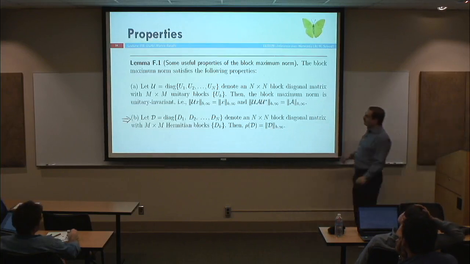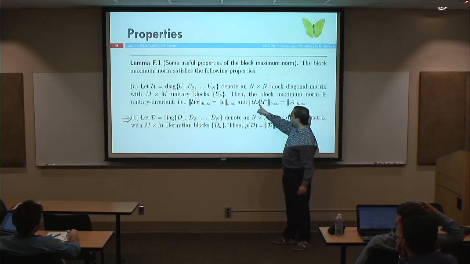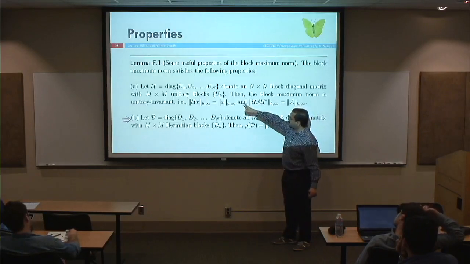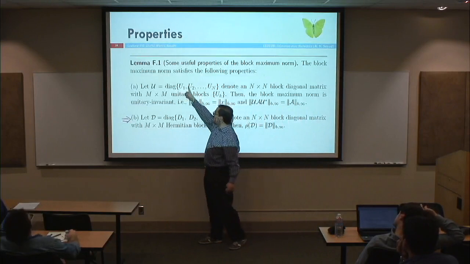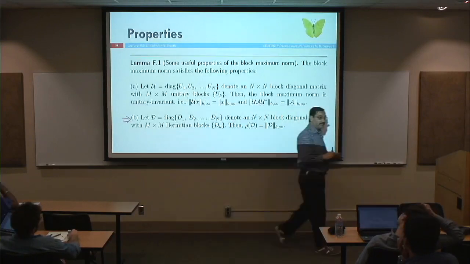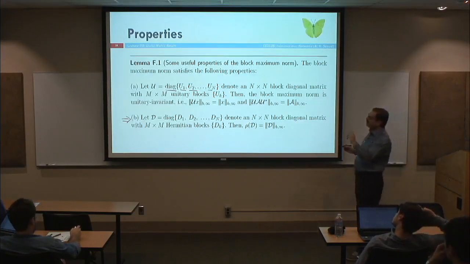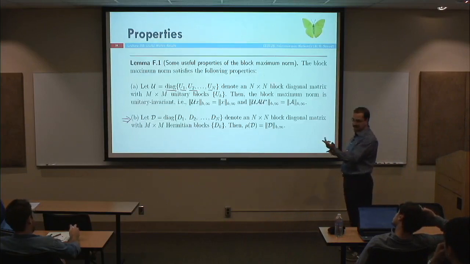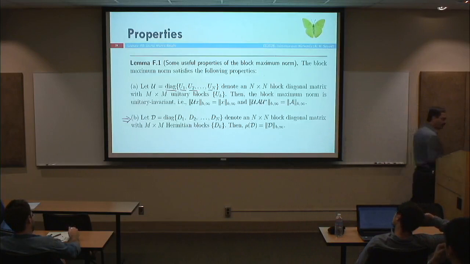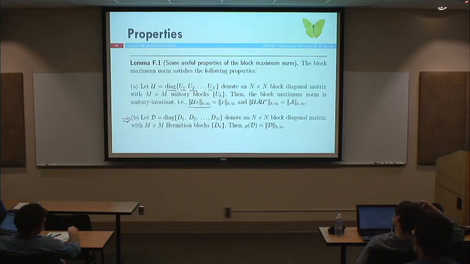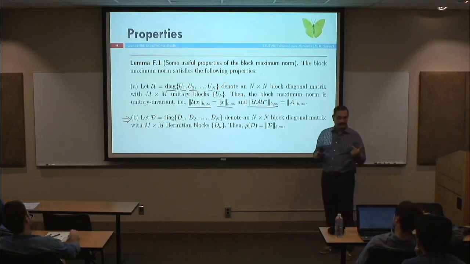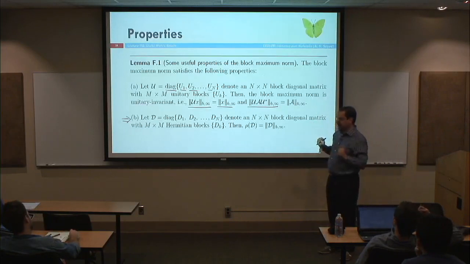Property A is just saying that if I take a block matrix and multiply by block unitary matrices, you see here U is block diagonal, and the U's themselves are unitary. Unitary is the general meaning that U U transpose is identity. That's what a unitary matrix means, right? Then the block norm does not change under U. Not any unitary U, block diagonal unitary U.